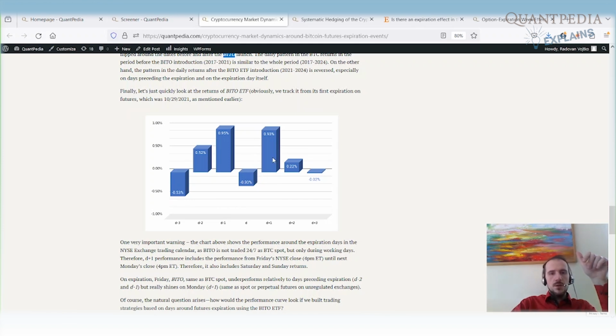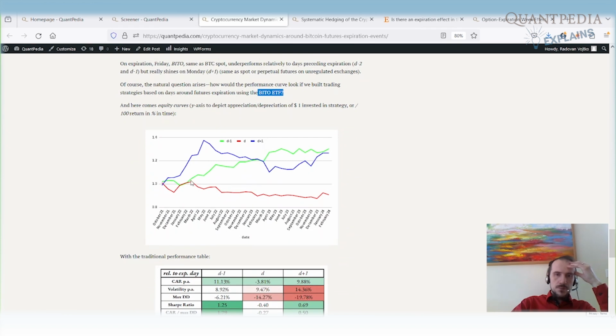D plus 1 is the first day after the expiration, and D minus 1 is the one day before the expiration. But these are the trading days. So this is the Monday, and this is usually the first day, and this is the Friday. What we can see here is that there is significantly positive performance the day before the expiration and one day after the expiration of the futures when we take a look at the performance of the BITO ETF.